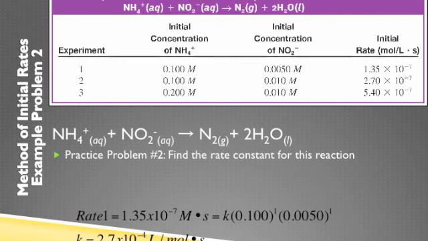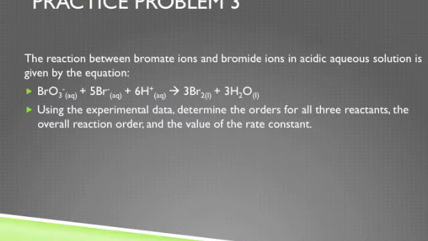liters over moles seconds. Now I want you to try this idea one more time in practice problem 3, but a little quicker this time. You can follow along on page 550 in your textbook. The reaction between bromate ions and bromide ions in an acidic aqueous solution is given by the equation BrO3- plus 5Br- plus 6H+ yields 3Br2 plus 3 waters.